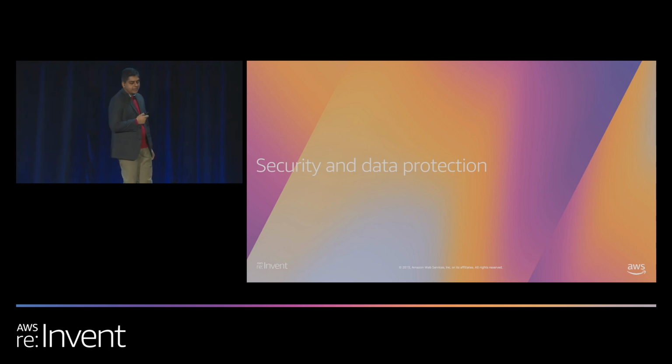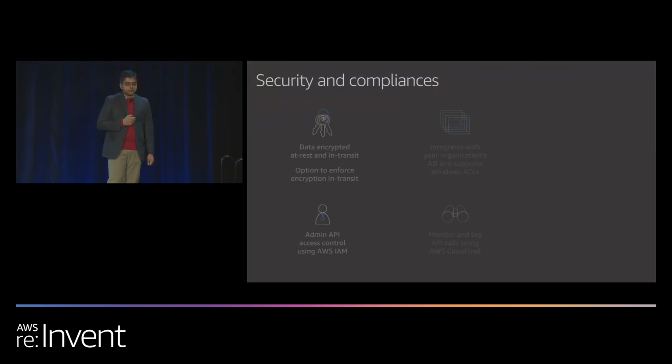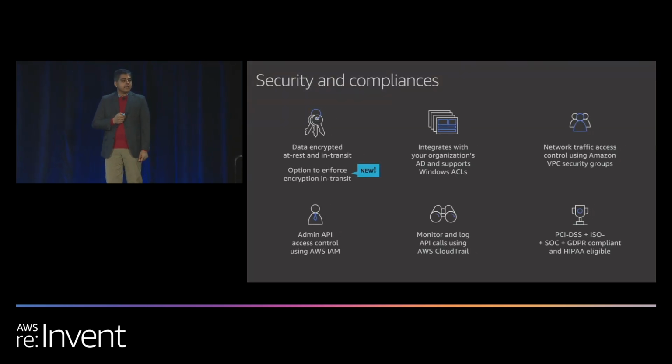Let's look at a couple of aspects of security and data protection. All data is encrypted at rest with Amazon FSx. You get to choose the key with which the encryption is performed. We support integration with AWS KMS, or Key Management Service, and we also support the use of customer-managed CMKs in addition to service-owned keys.